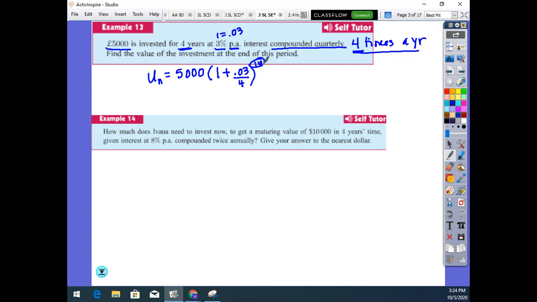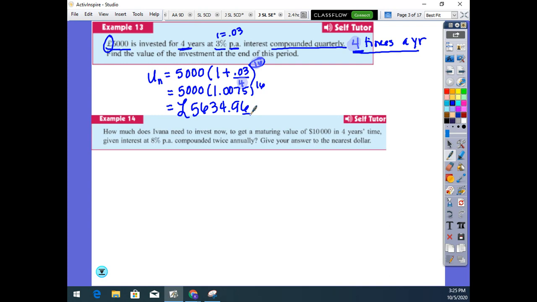So think through those 2 things. If it's not compounded annually, you're going to have to put this number in with the time here and divide the interest rate here. All right. So then we have 5,000. If I divide this and add 1, I get 1.0075. Plug that into the calculator. I'm going to label it pounds, this little L thing here. 5634.96. Always rounding to the nearest cent.